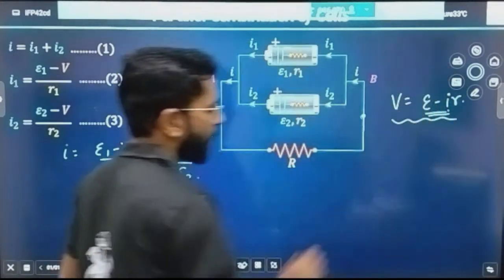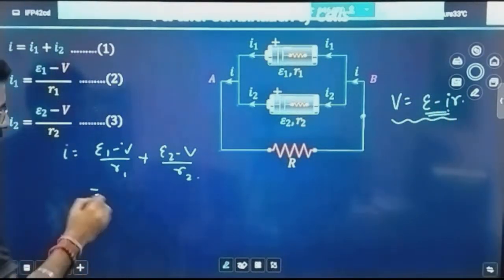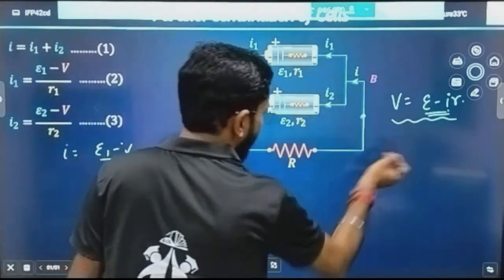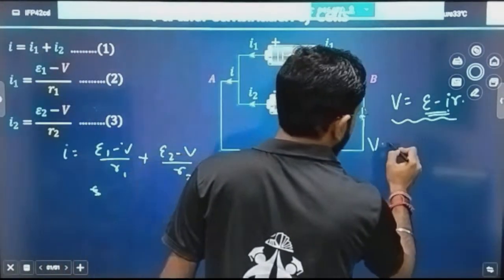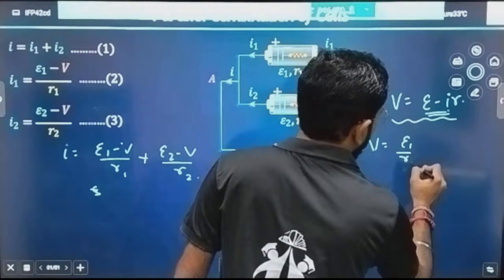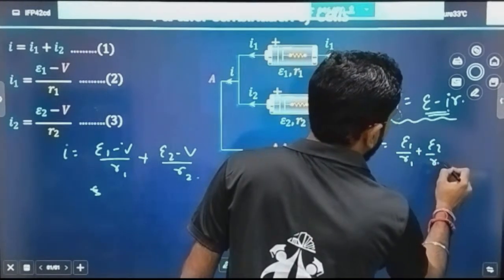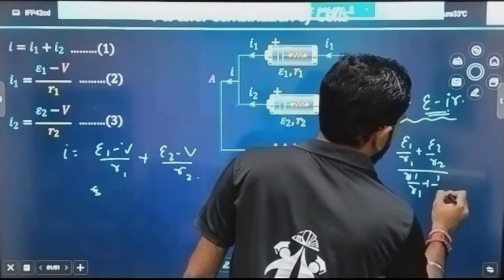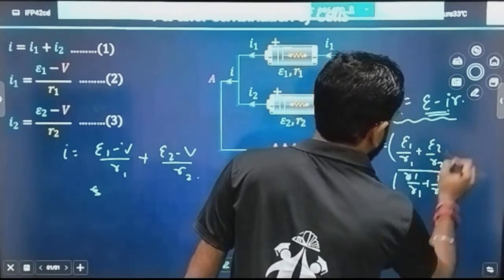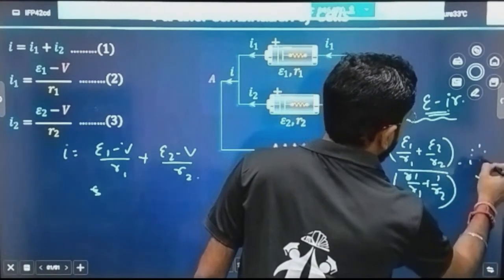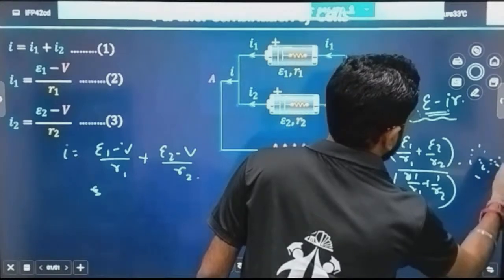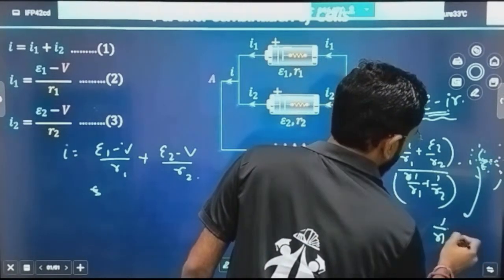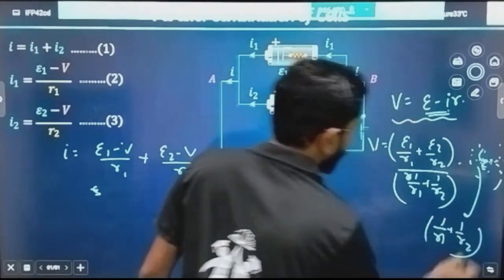to E minus IR. When you are solving this, the final result I am now writing, after solving you will be getting the result. When you compare these two things, it will come V is equal to E1 by R1 plus E2 by R2 divided by 1 by R1 plus 1 by R2. This is the result, minus I into 1 by R1 plus 1 by R2. Here I am writing 1 by R1 plus 1 by R2.